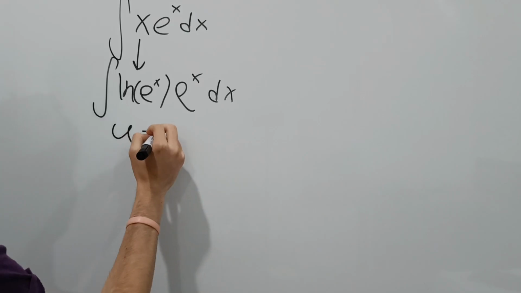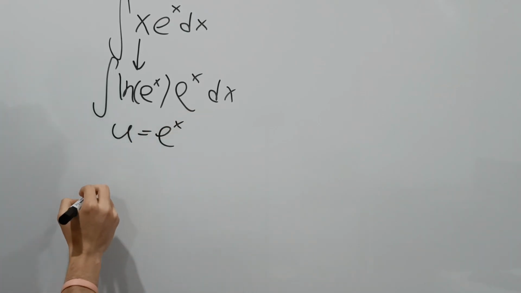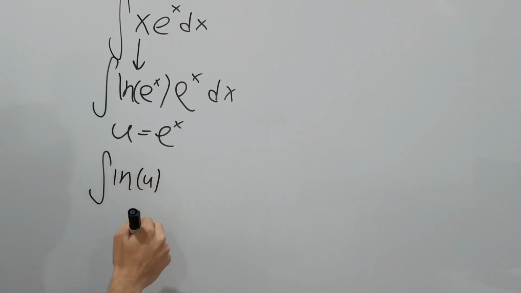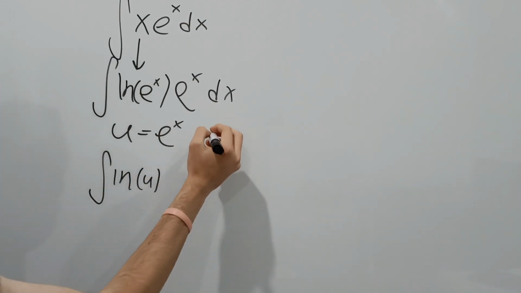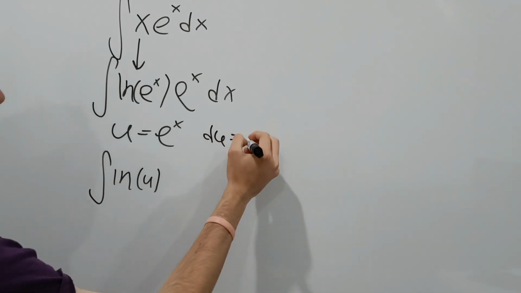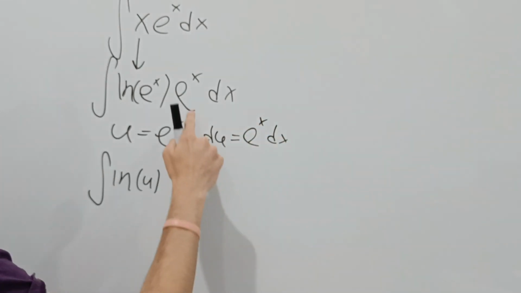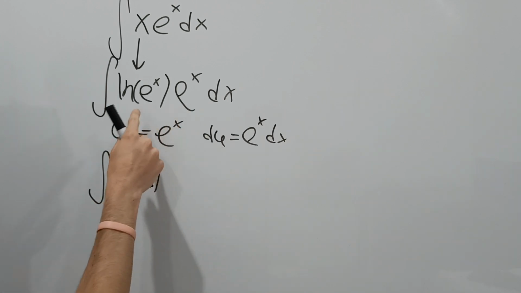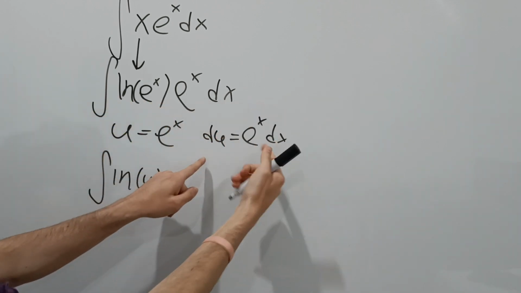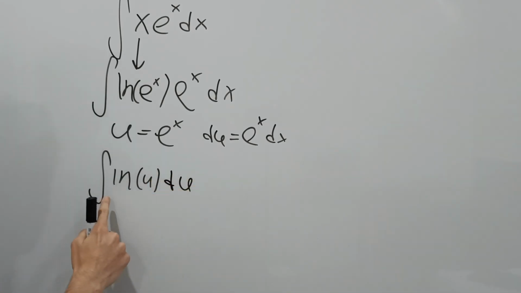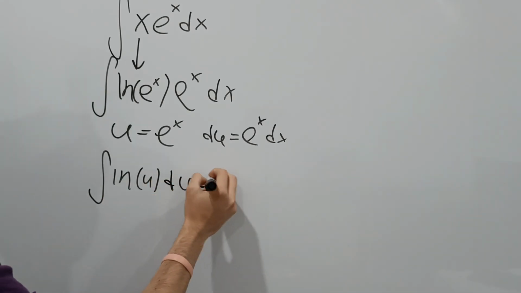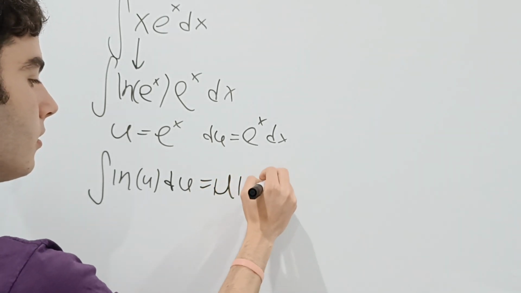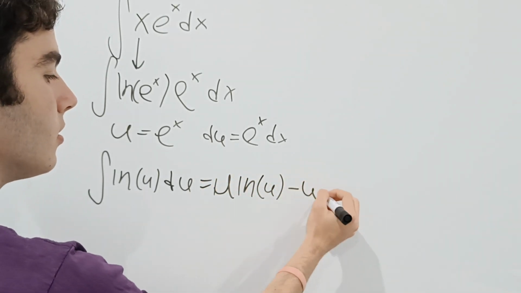We can say u equals e to the x. And now this becomes the integral of ln u. And now if u is equal to e to the x, then du, the derivative, is going to be equal to e to the x dx, because e to the x doesn't change when differentiated. So this part is just ln u, this part is just du. So we can integrate ln u du, which is u times ln u minus u plus c.